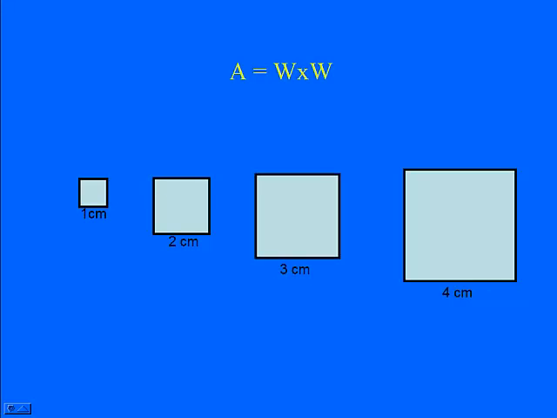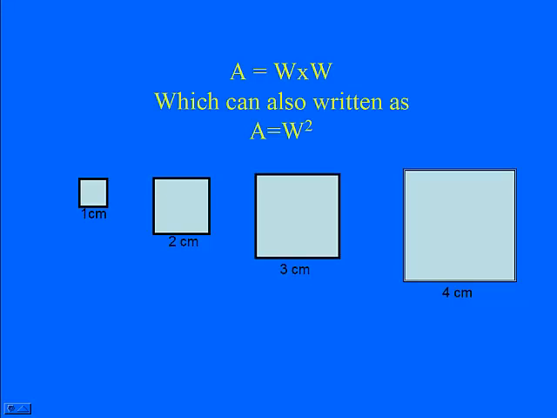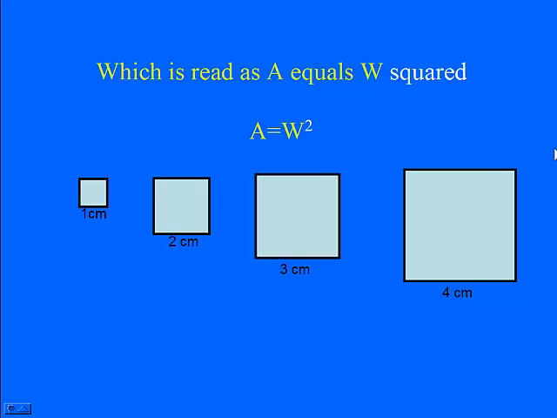W times W can also be written as A equals W with the exponent of 2. Now in math, anything with the exponent of 2 can be said to be squared. So our formula becomes A equals W squared.